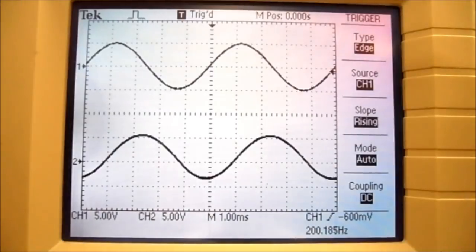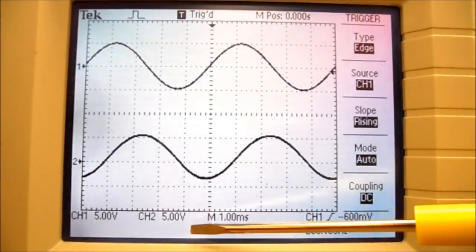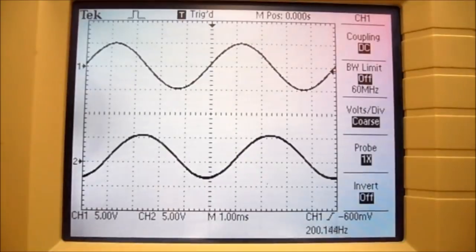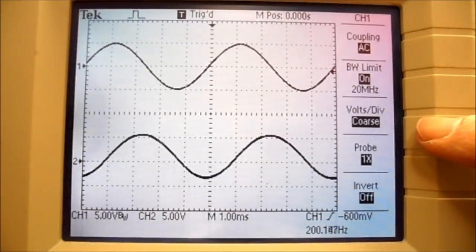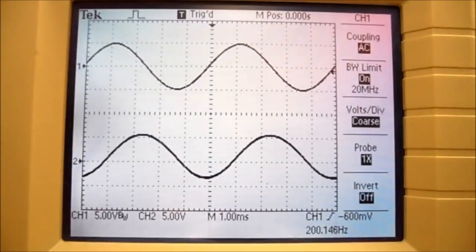So this is my oscilloscope screen. I've done a factory reset and an auto set on it, and I'm just going to check channel 1 by pressing its menu button. You can see the coupling is on DC. I'm going to put it on AC. My bandwidth limit is off, so I want to turn that on. My volts per division is coarse, my probe is times 1, and my invert is off.